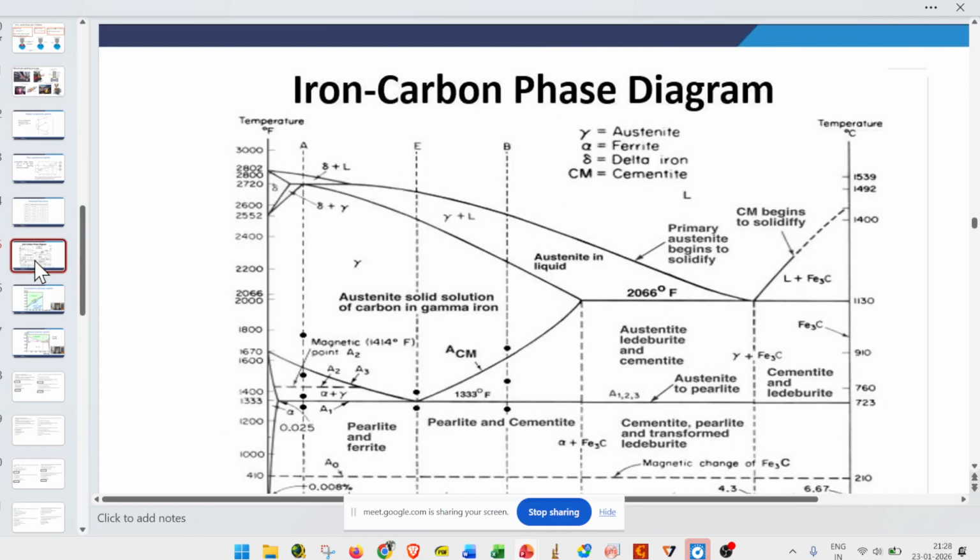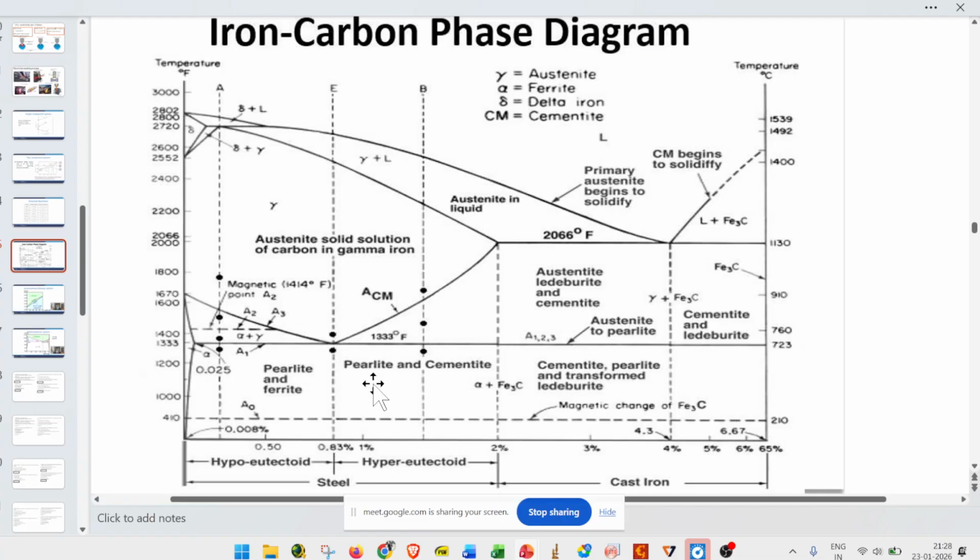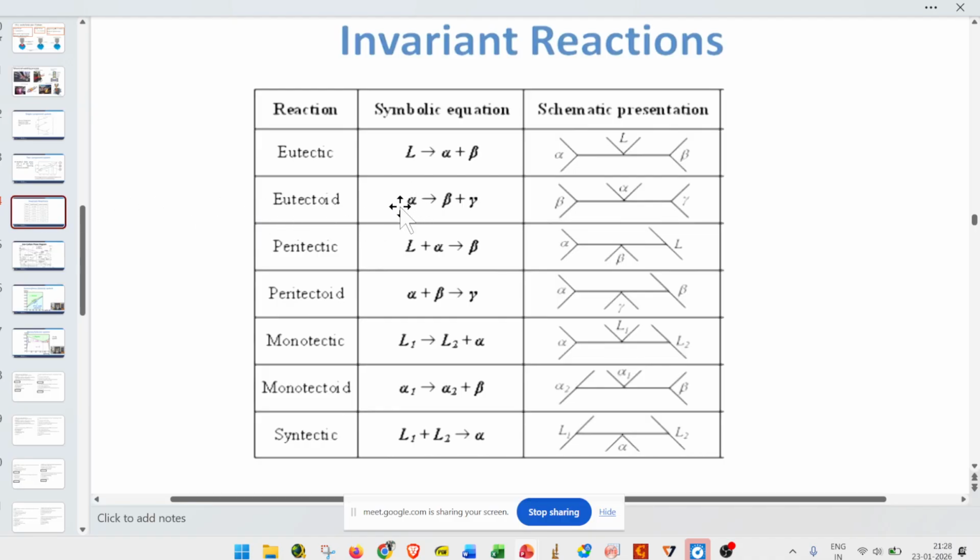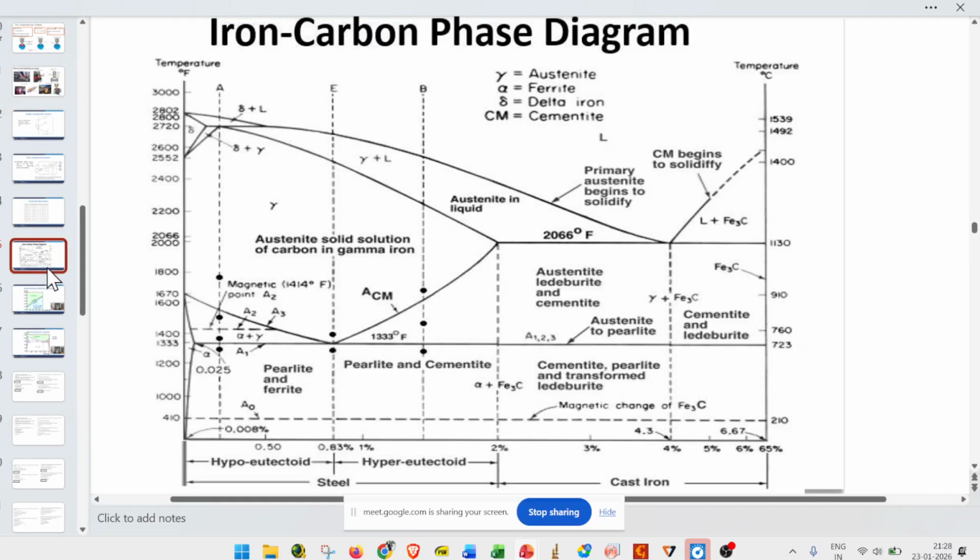Similarly, eutectoid reaction. Here, one solid phase is converting into two different solid phases, alpha phase and gamma phase. That is called a eutectoid reaction, where one solid phase converts into two different kinds of solid phases. Up to this gamma region, that's why it is called a eutectoid reaction.